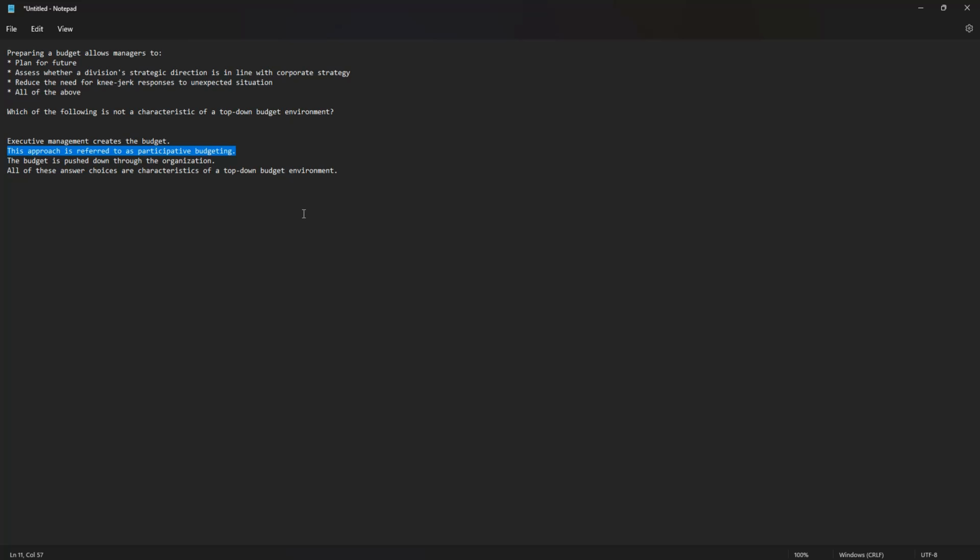The budget is pushed down through the organization, and all of the answer choices are characteristics of the top-down budget environment. This is wrong as well, because this one is technically not, so this is the correct answer. The one that's highlighted, okay?